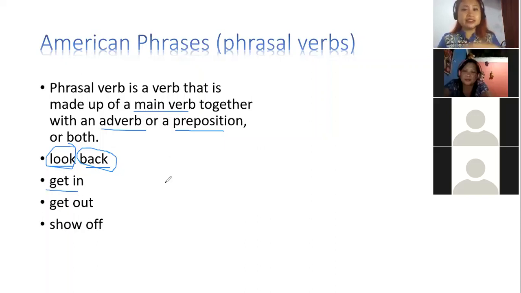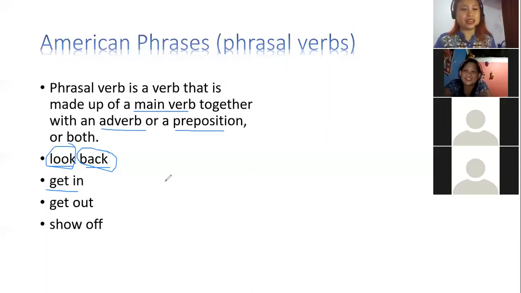Okay, next, instead of saying enter, Americans would say get in. If you watch an American movie or American TV show, you would often hear the phrasal verb get in. Get in here. Get in. They don't say enter the room right now. It's like get in.